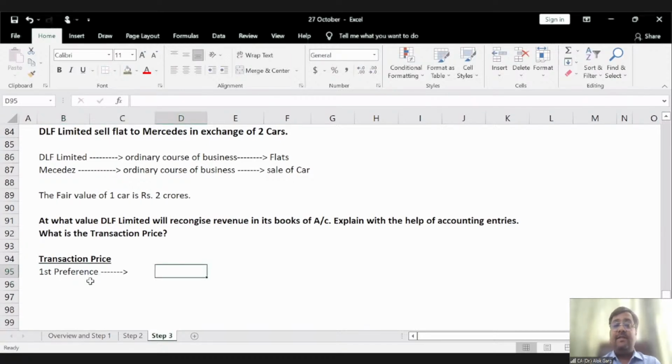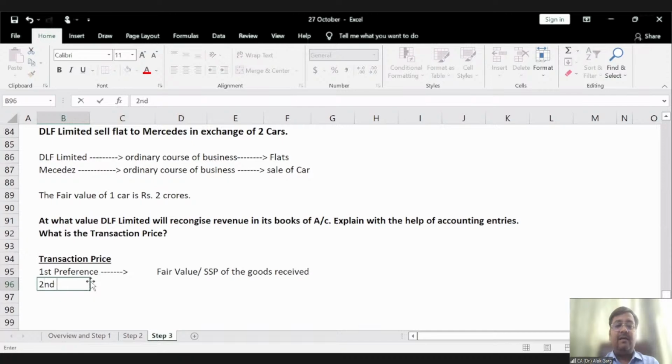What is the first preference? The transaction price for the sale of flat will be the fair value or standalone selling price of the goods received. Whatever we are receiving, we have to recognize the revenue on the fair value of the goods received.